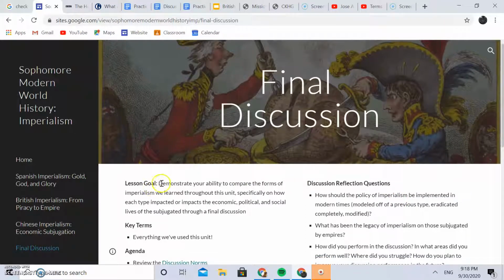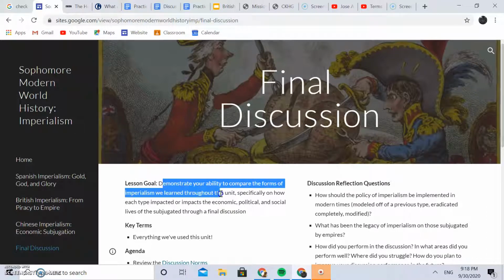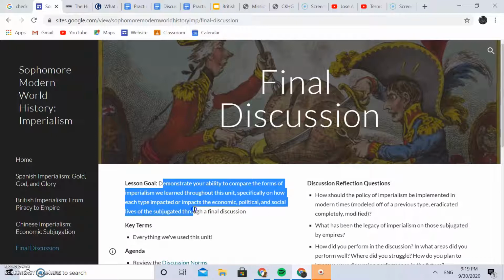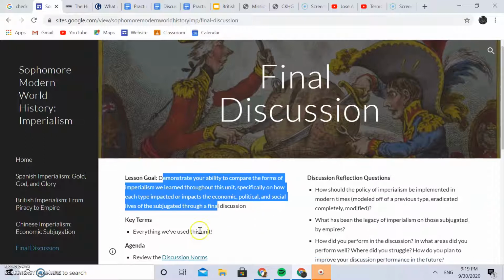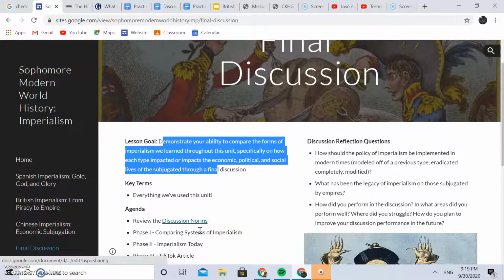So first off, the lesson goal, I guess the assessment goal: demonstrate your ability to compare the forms of imperialism we learned throughout the unit, specifically how each type impacted, or impacts, because of the past and also the present, the economic, political, and social lives of the subjugated through a final discussion. So relating it straight back to that essential question I started off with. And the key terms, basically everything we used in the unit.